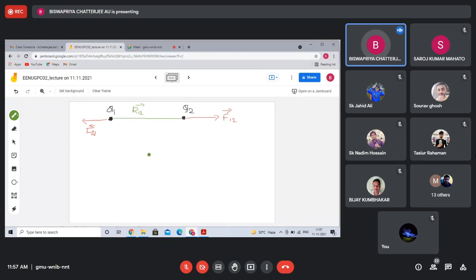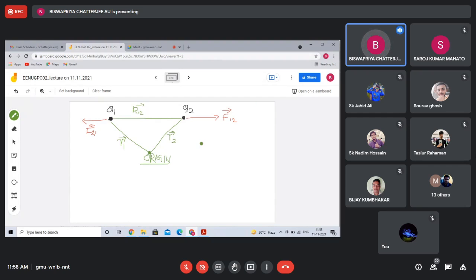Now what we have considered additionally is our origin. Origin is the reference point of measurement, the reference for everything. Let us say this vector is R1 and this vector is R2.